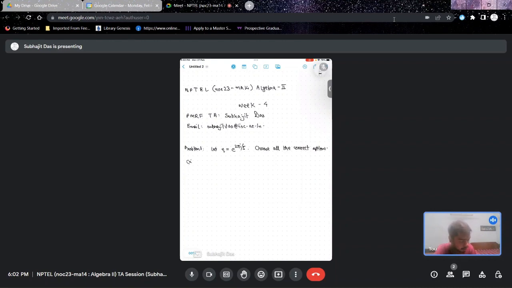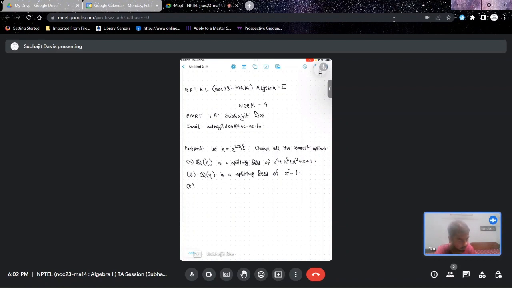So option A is: Q adjoined with eta is a splitting field of x to the power 4 plus x cube plus x square plus x plus 1. B is: Q adjoined with eta is a splitting field of x to the power 5 minus 1.